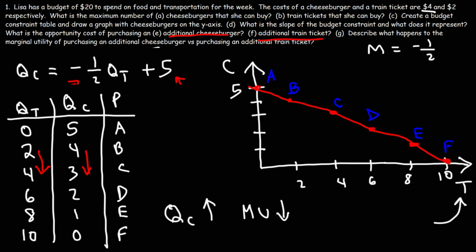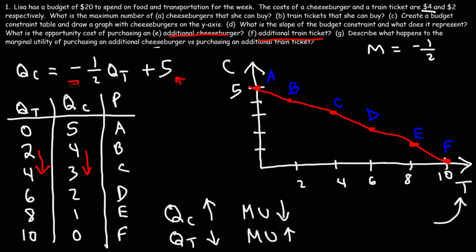However, because the number of cheeseburgers that you're purchasing goes up, the number of train tickets goes down. And so the marginal utility for that will go up. And there's something called the law of diminishing marginal utility. The basic idea is this: the more of something that you buy, the less useful it becomes to you. That is, the less useful each additional unit becomes to you.